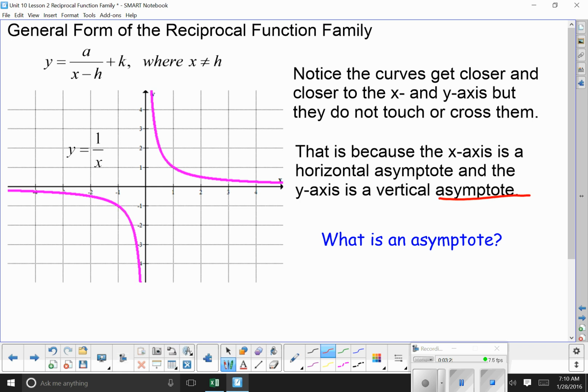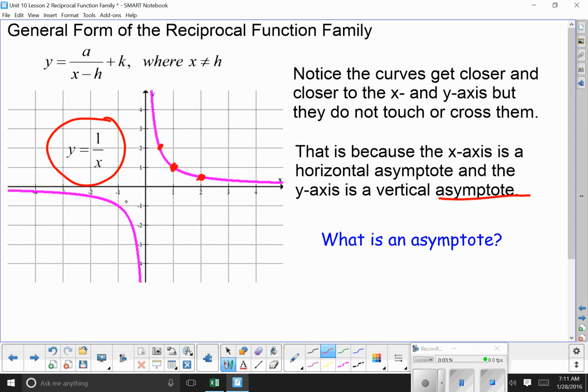New word, asymptote. What is an asymptote? Before I answer that question, I want you to notice that this is the parent function. a is 1, h is 0, k is 0. So that's the parent function. Notice when x equals 1, y equals 1. When x equals 2, y equals a half. When x equals a half, y equals 2. And you can draw the curve.